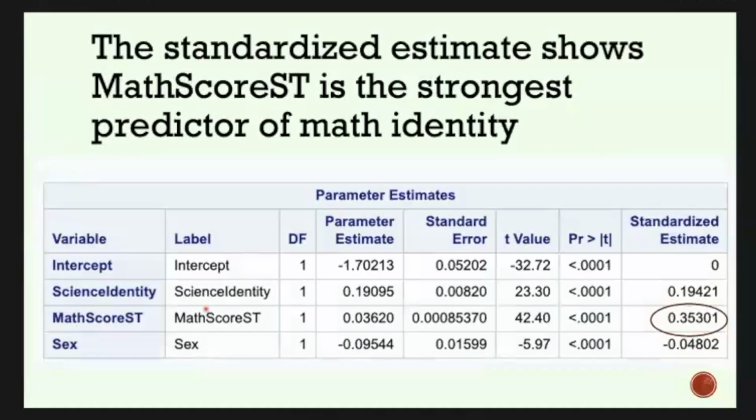The standardized estimate shows math score ST, which is the math score with a mean of 50. Anyway, it shows math score ST is the strongest predictor of math identity by quite a lot. So the math score is the strongest predictor, followed by science identity, and compared to actual math achievement test score or science identity, your gender is relatively much less important in predicting your math identity.